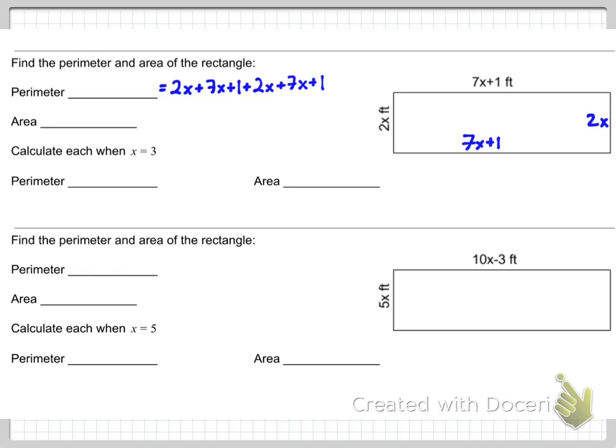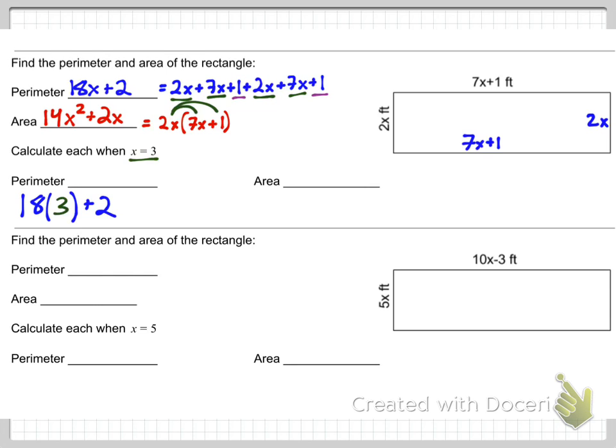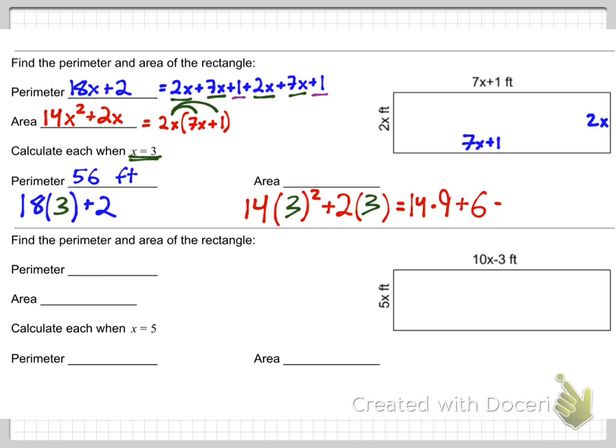So notice I wrote out 2x plus 7x plus 1 plus 2x plus 7x plus 1, adding all the sides. You combine like terms, you get 18x plus 2. The area, you're multiplying 2x times (7x plus 1), distribute it, and you get 14x squared plus 2x. The perimeter, we're going to plug in 3 for x into the perimeter, and you get 56 feet. I'm going to plug in 3 for x on the area, and you get 14 times 9 plus 6. In other words, 132 square feet.